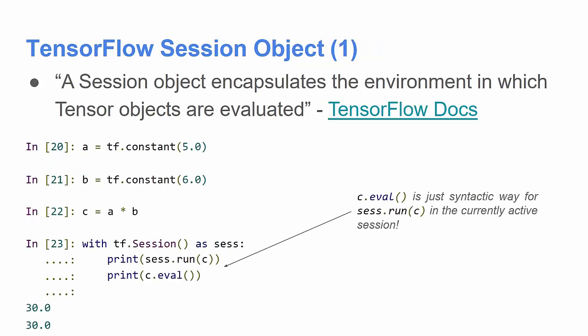TensorFlow session object. A session object encapsulates the environment in which tensor objects are evaluated. If we write a equal to tf.constant(5.0) and b equal to tf.constant(6.0) and do c is equal to a into b, then we have to write with tf.Session() as sess: print(sess.run(c)) and then print(c.eval()). So these operations are needed to start a session of TensorFlow, perform the operation which has been defined earlier, and then print the value using eval.